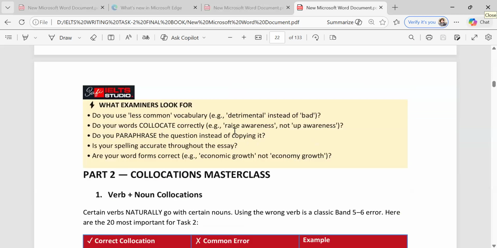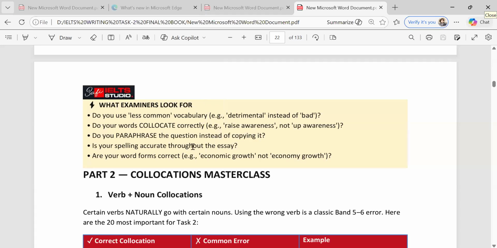And what do examiners look for? Do you use less common vocabulary? Less common means, instead of bad, I don't say bad. I want to use detrimental instead of bad. Do your words collocate correctly? Raise awareness, not up awareness. If you use a word with a noun and it doesn't properly collocate, that's wrong. And do you paraphrase the question instead of copying it?